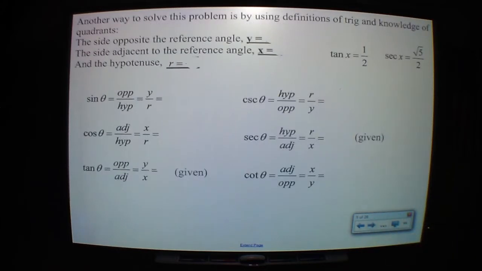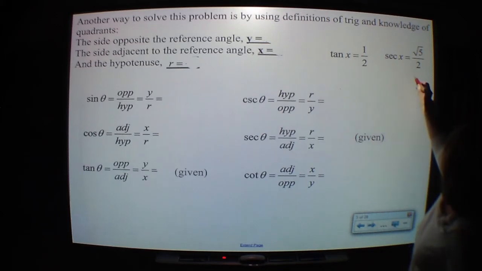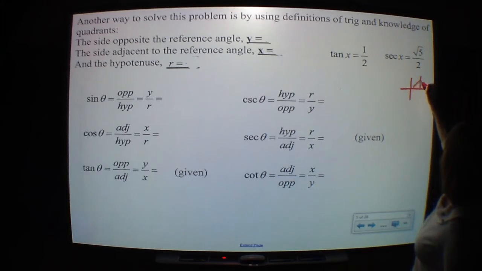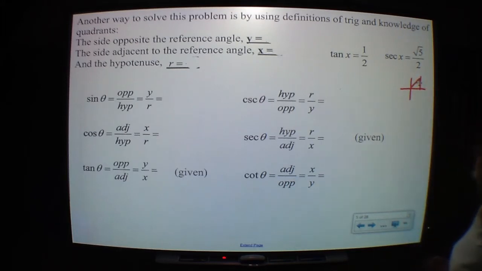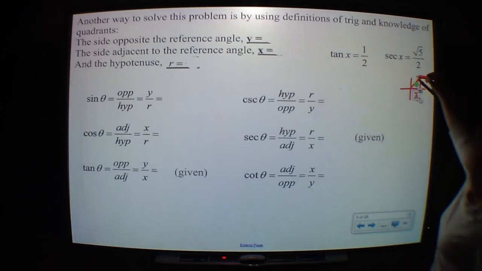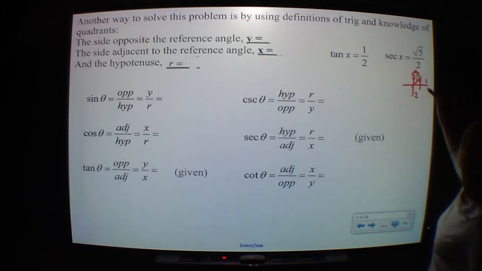Next one. Another way is you can use your knowledge and draw the picture, basically. Use your knowledge that tangent is positive in the first and third quadrants, and secant is positive in the first and fourth quadrants, so I have to be in the first quadrant. So if I draw a little picture here, tangent is opposite over adjacent, and secant is my hypotenuse.